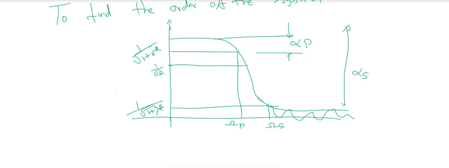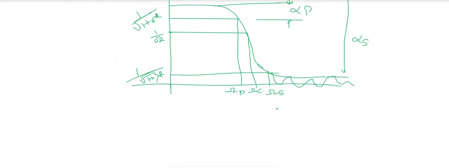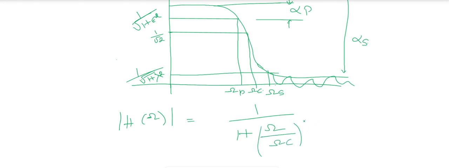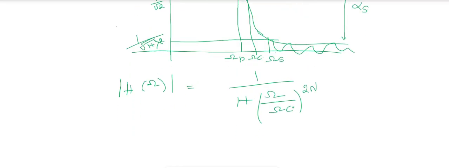Okay, so this one will be omega c. So the epsilon and this lambda are replaced in the pass band and stop band. So the magnitude response H of omega is equal to 1 by, so already we know, 1 by omega by omega c to the power 2n. Okay, for pass band and for stop band we'll solve.